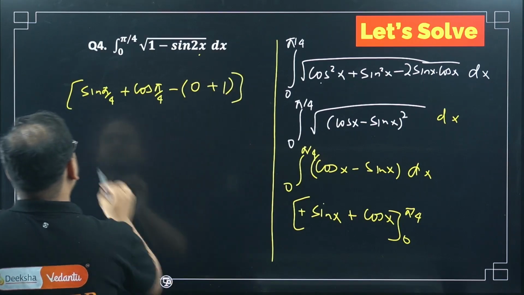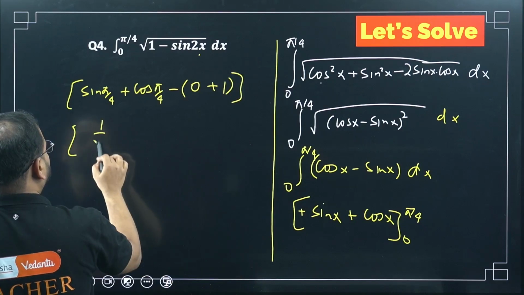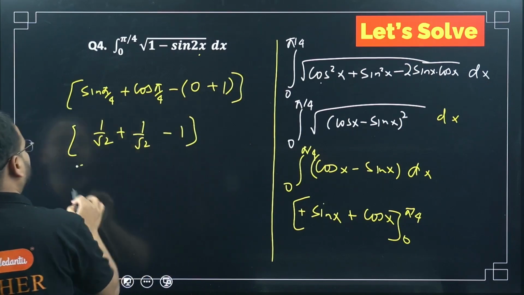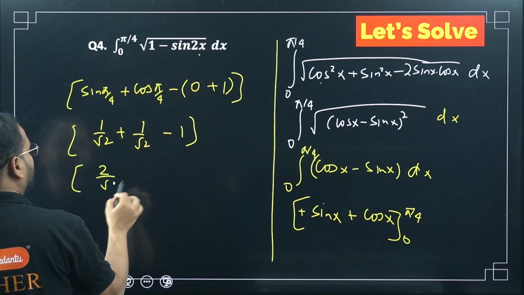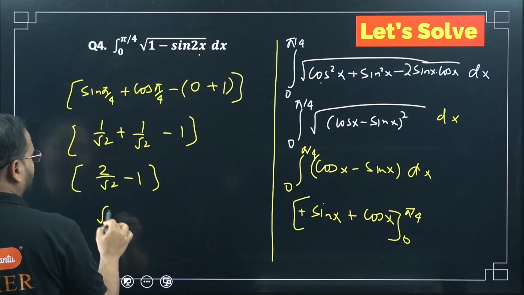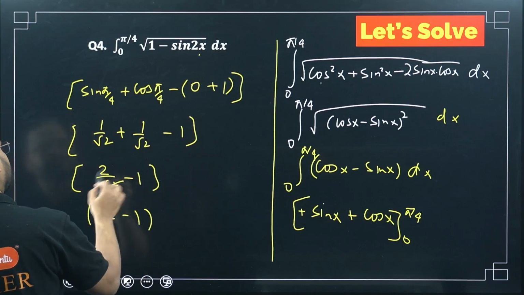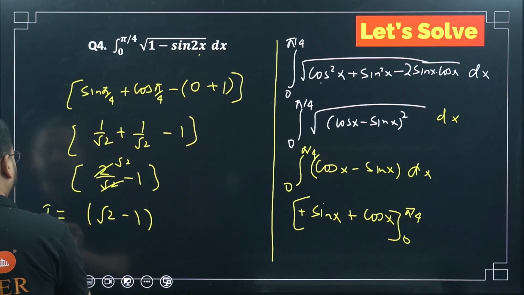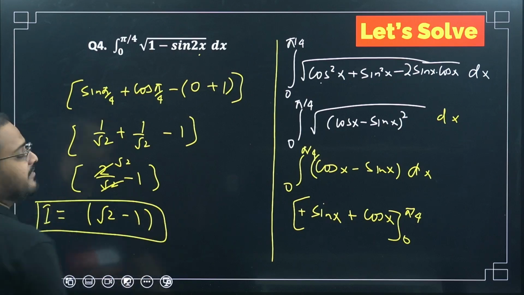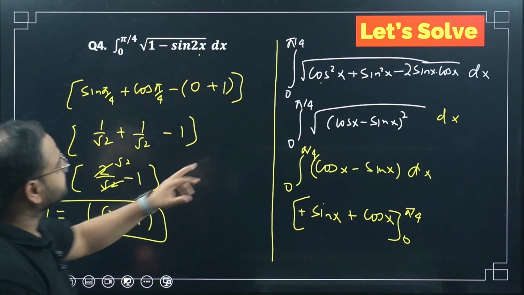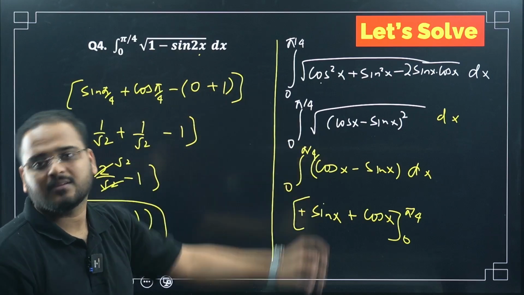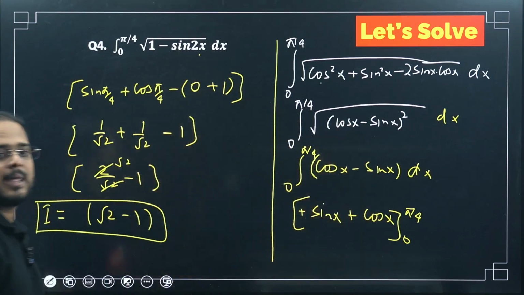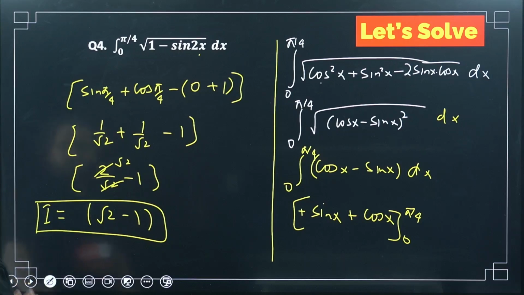So this will be what, bacha? It will be 1 by root 2 plus 1 by root 2 minus 1. How much is that? This is going to be simply 2 by root 2 minus 1, which is root 2 minus 1. Our final answer for this particular question. Very, very simple. Why, sir, this approach? Because of the square root, I had to make the perfect square to get rid of the square root. I hope this is visible. Moving on to question number 5.